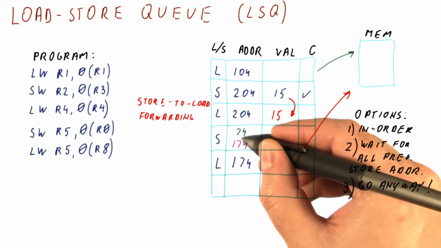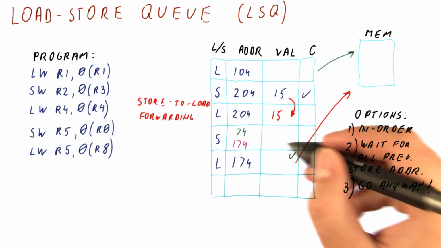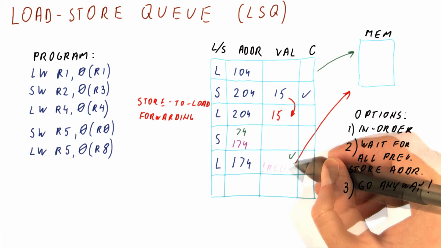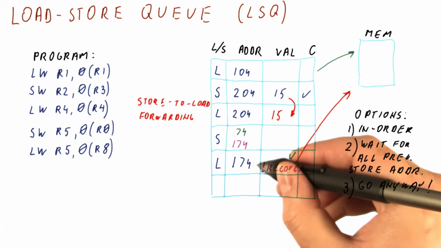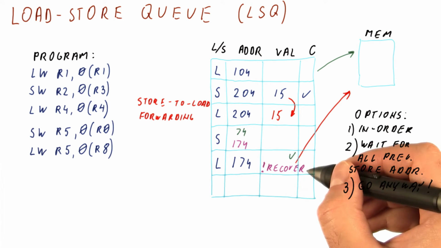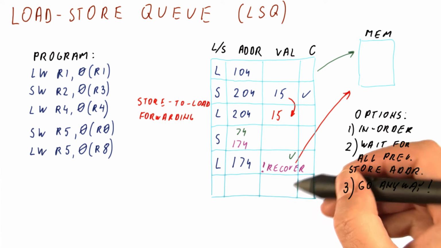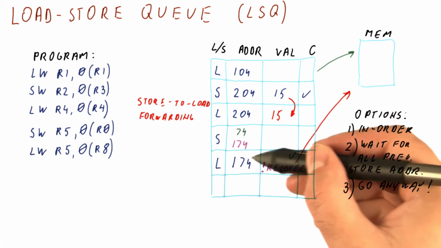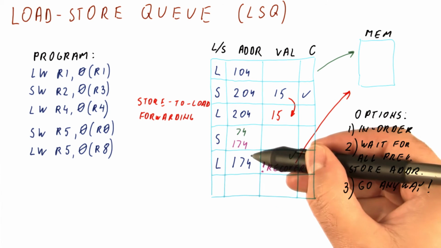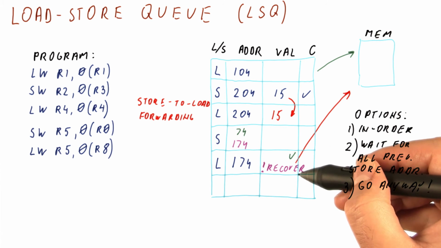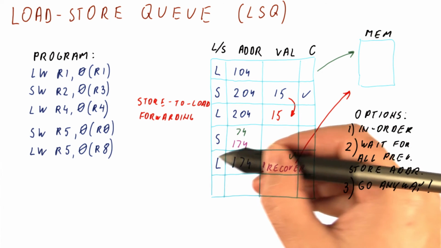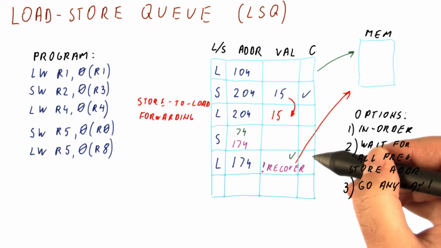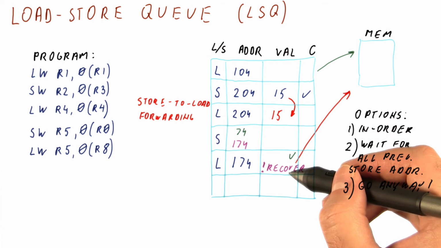Or the store might actually get the address of 174, in which case this load loaded the wrong value from memory. In that case, we need to recover. This load loaded the wrong value and possibly supplied it to other instructions. So in this case, the stores, when they produce the address, would check whether any of the loads that follow them match the address and were done. And if so, then request a redoing of the load and all of the subsequent instructions to fix the problem of the load loading the wrong value.